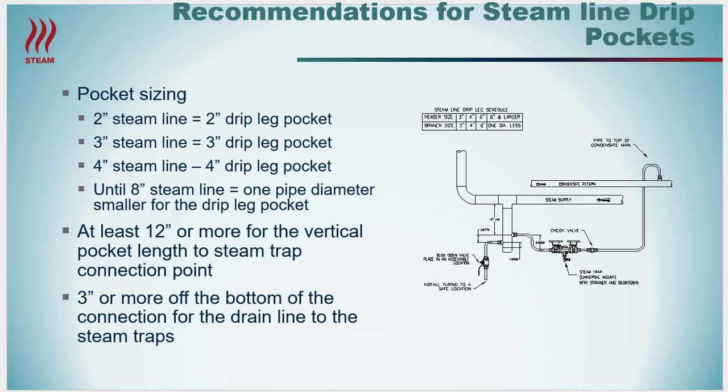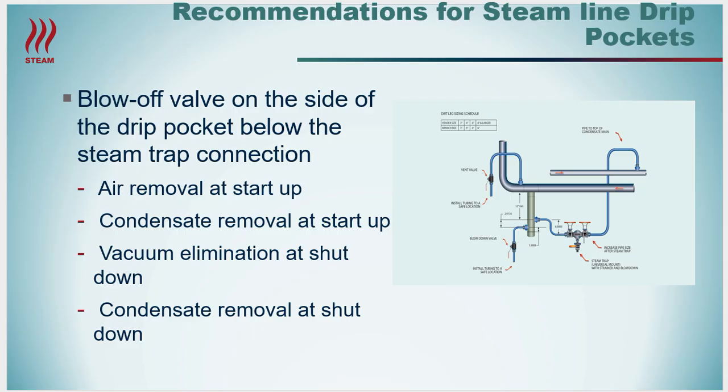Now, what should the drip pocket size be? 2-inch steam line, 2-inch pocket, 3-inch steam line, 3-inch pocket, 4-inch steam line, 4-inch pocket. Not until we get to 8-inch, we'll go to 1 pipe diameter reduced. We want to come down at least 12 inches, then to the steam trap station, and then 3 inches or more coming down to the blow-off valve. The steam line blow-off valve needs to be mounted on the side of the drip pocket below the steam trap connection. The blow-off valve is there for air removal at startup, which is critical, and condensate removal at startup, vacuum elimination at shutdown, condensate removal at shutdown.